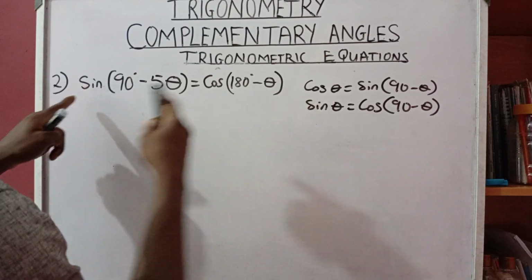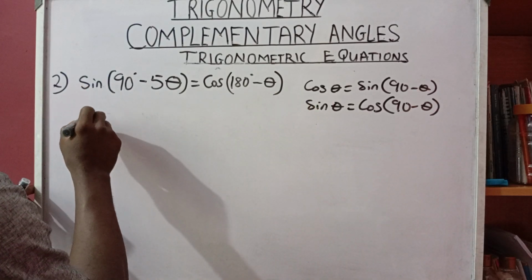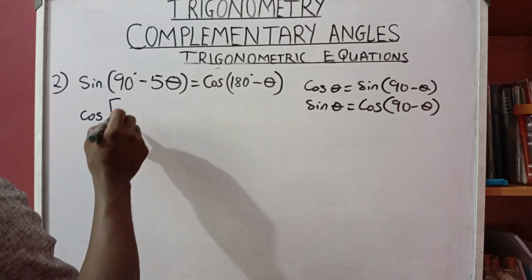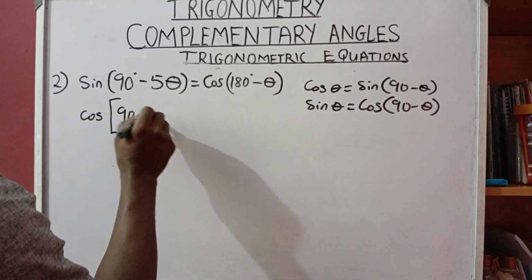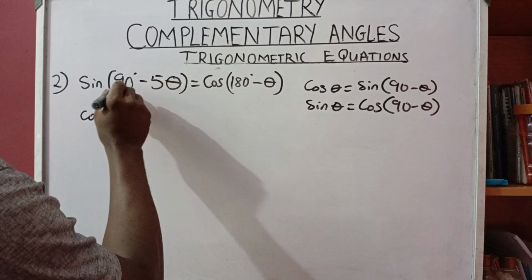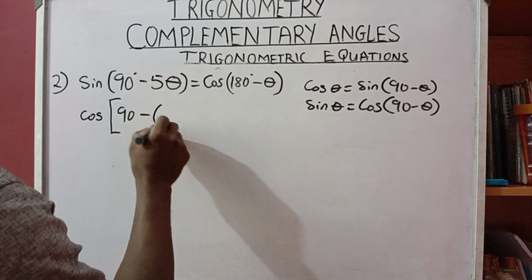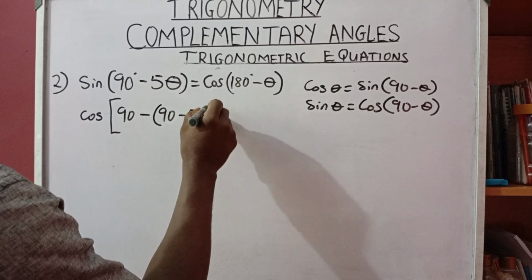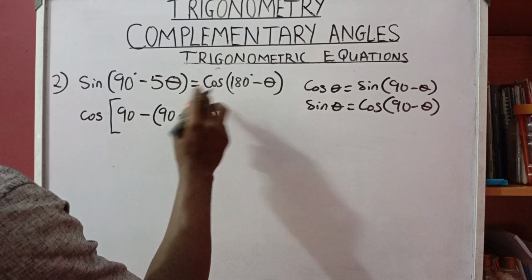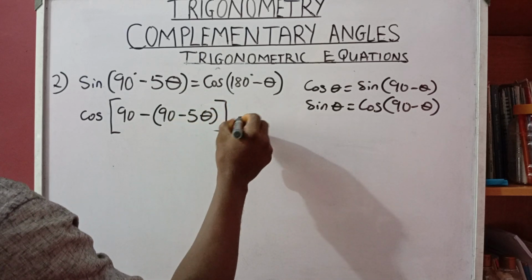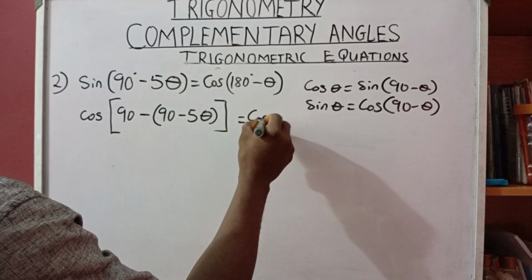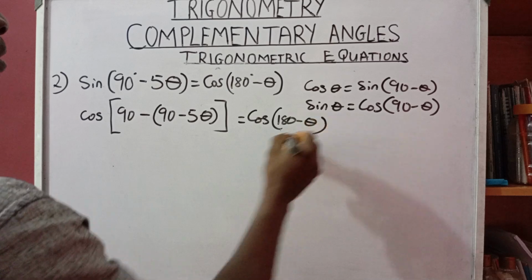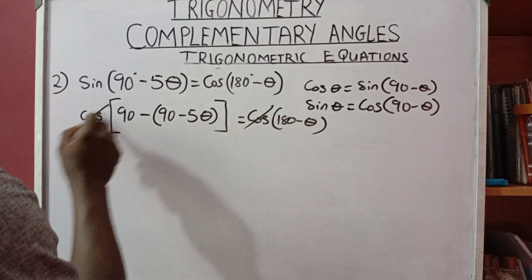As you can see, that will be cos. We change this one to cos rather. That will be 90 minus the whole of this representing the theta, 90 minus 5 theta, equal to cos 180 minus theta. All right, so we do away with the cos.